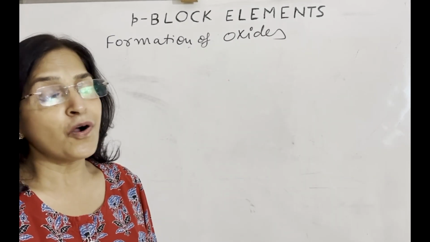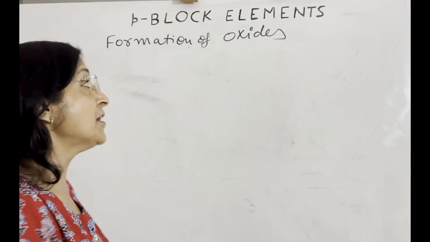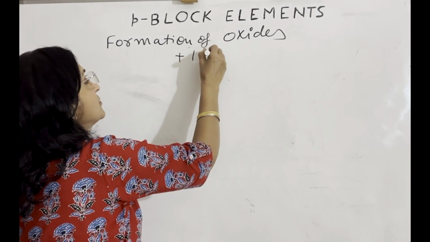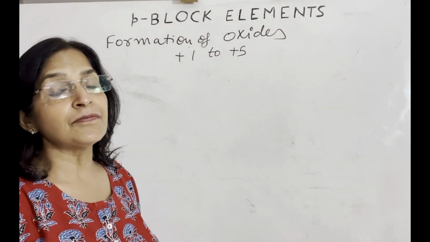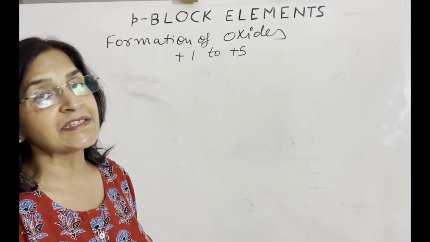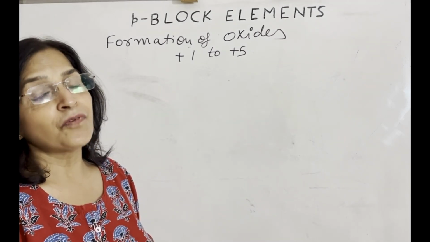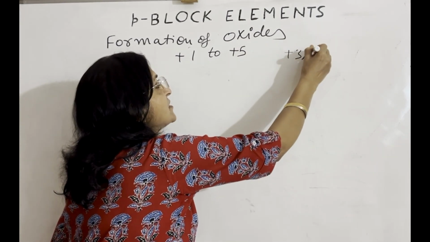Now in oxides, nitrogen forms a number of oxides. Nitrogen forms oxides from oxidation state +1 to +5. Because of its small size, high electronegativity and tendency to form p-pi bond with oxygen, and other elements form oxides in the oxidation state +3 and +5.